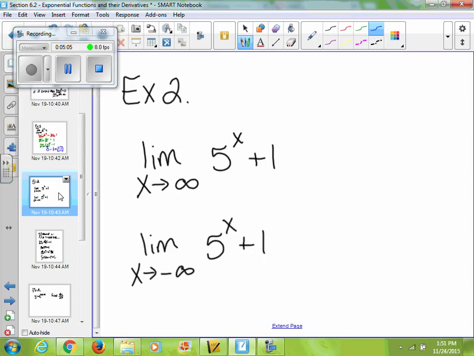So let's do the same thing for example 2. Given the limit as x approaches infinity of 5 to the x plus 1, and the limit as x approaches negative infinity of 5 to the x plus 1. First thing I'm going to do is distribute my limit. So limit as x approaches infinity of 5 to the x plus the limit as x approaches infinity of 1.